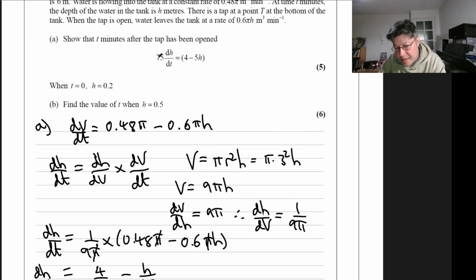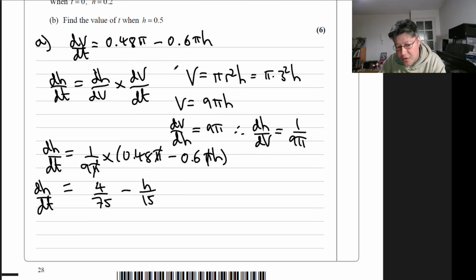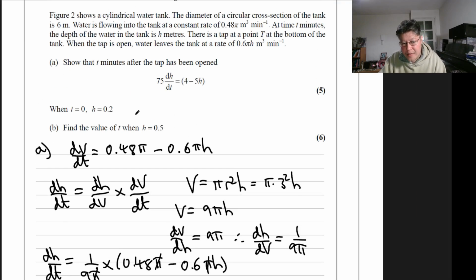So there's a 75 in front of the dh dt, so all we have to do is multiply everything by 75 and we should get the answer. So we'll times this by 75, so you get 75 dh dt equals, so 4 over 75 times 75 is just a 4, and h over 15 times 75, or 75 over 15 is a 5, so this gives us 5h. And that's part A done.